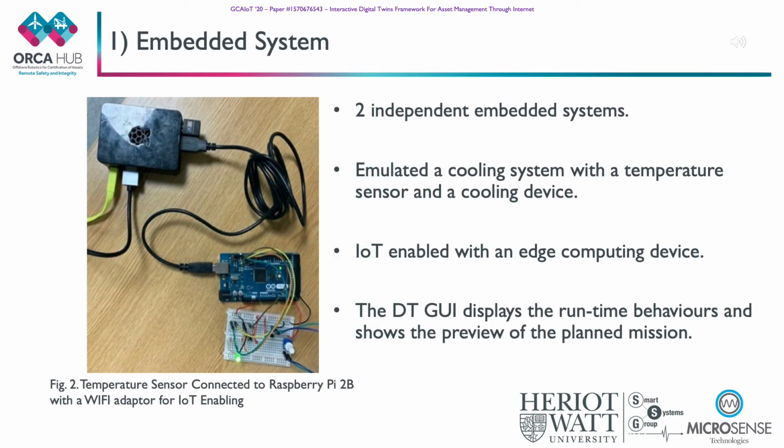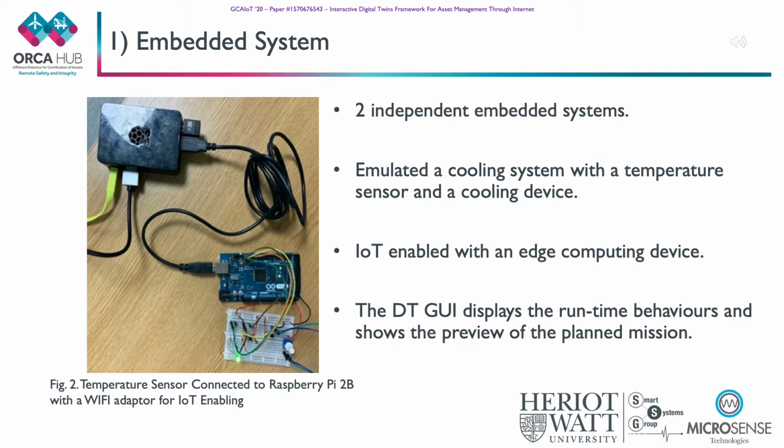In use case number 1, we used two independent embedded systems to emulate a small-sized cooling system. This mockup was to replicate a cooling system in a control room with a generator which supports serial port communication. Both the cooling device and the temperature sensor worked independently. Each of them had a Raspberry Pi attached, tuning them to transmit data and receive commands through the internet.